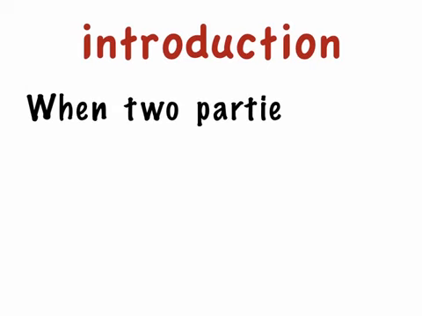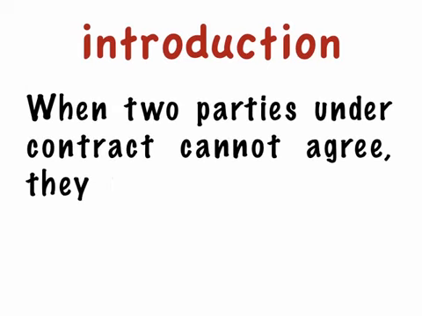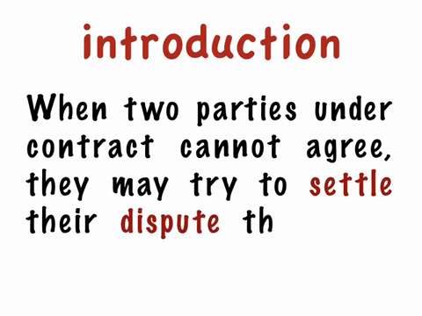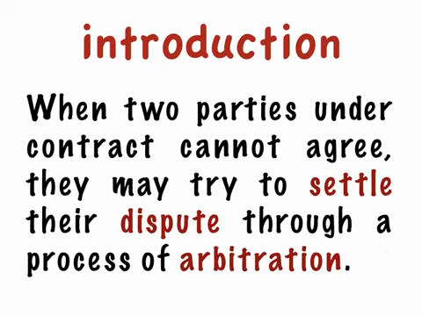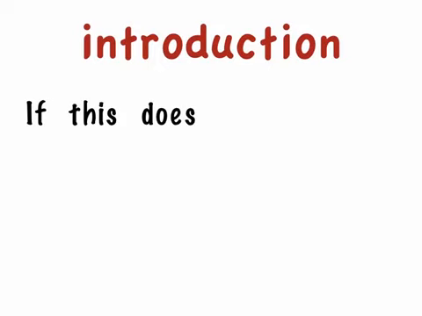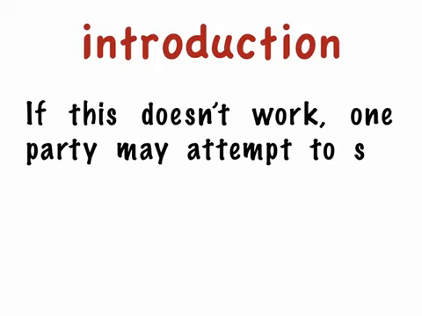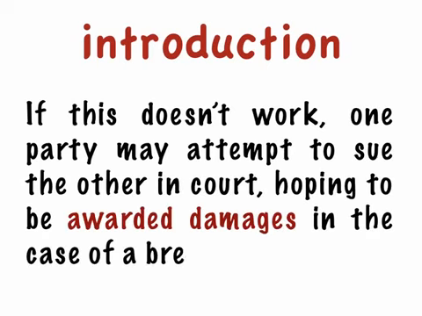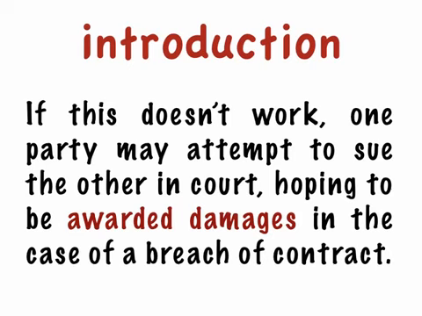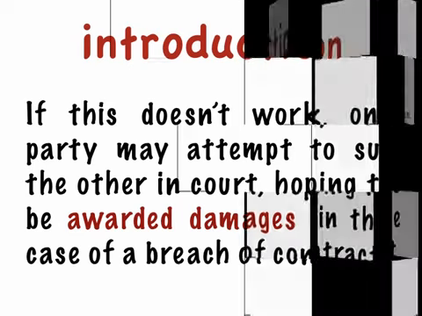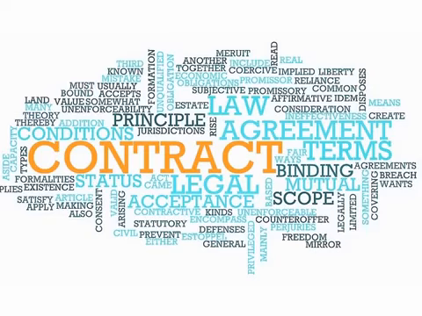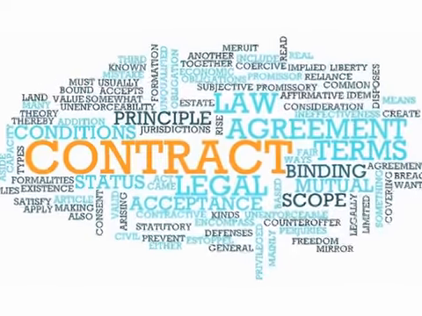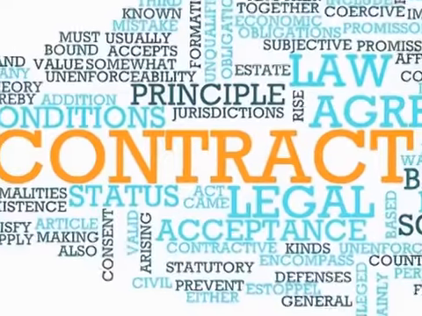When two parties under contract cannot agree, they may try to settle their dispute through a process of arbitration. If this doesn't work, one party may attempt to sue the other in court, hoping to be awarded damages in the case of a breach of contract. Now let's look at the vocabulary in more detail, with some definitions and examples.